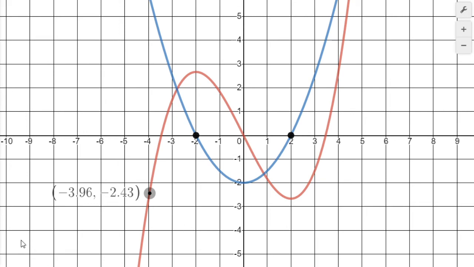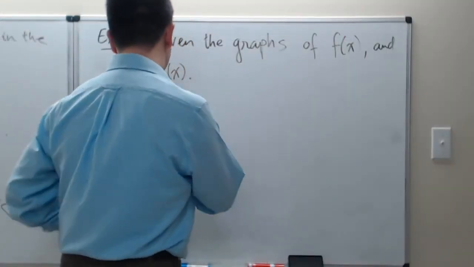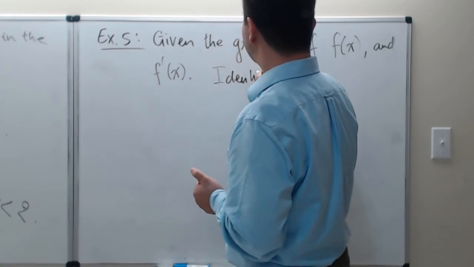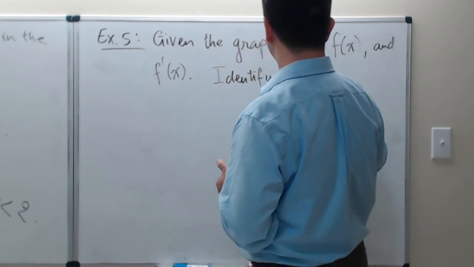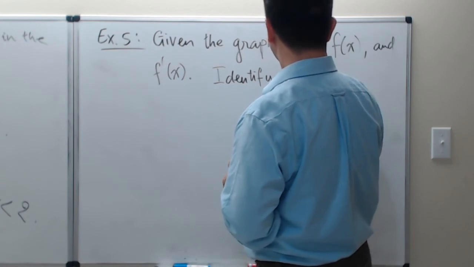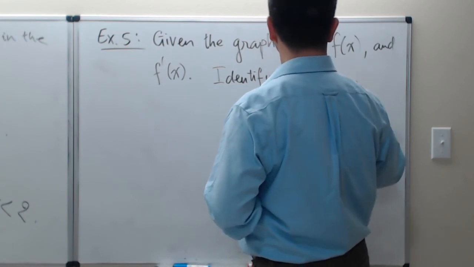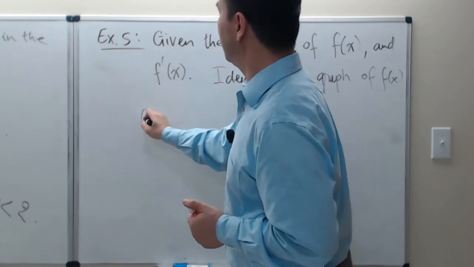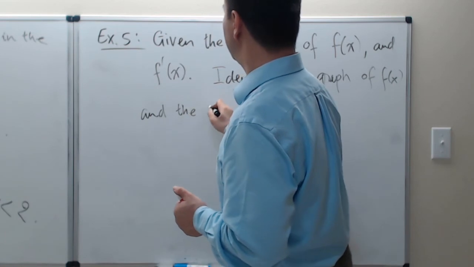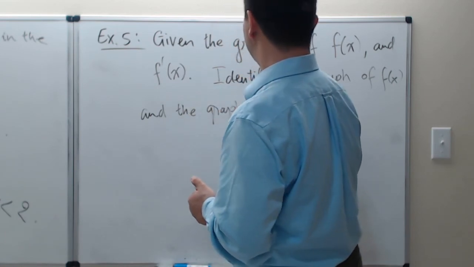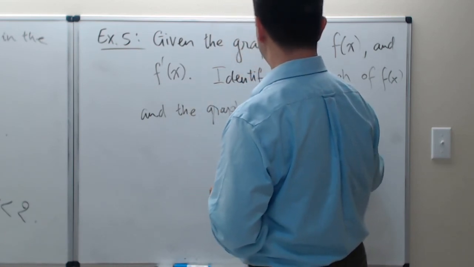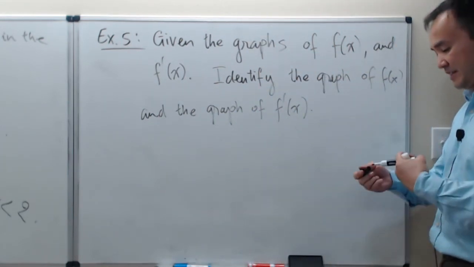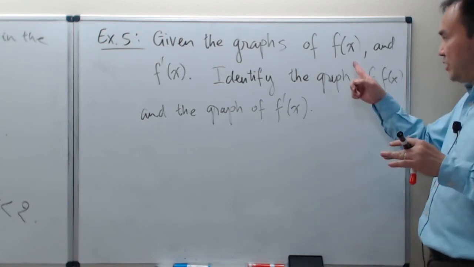And so back to our ultimate goal of the example, we want to identify the graph of f of x and the graph of f prime of x. That's the challenge we are being given for this kind of example right here. Because like I said, we only saw the two graphs.